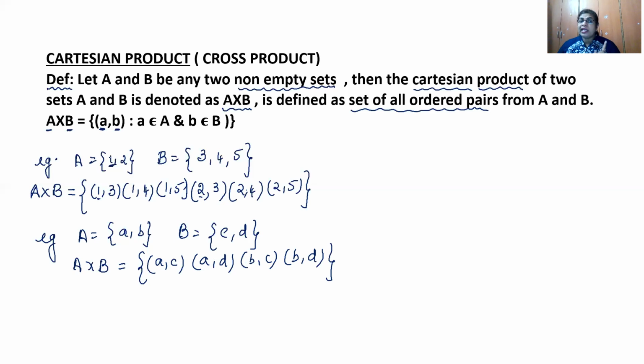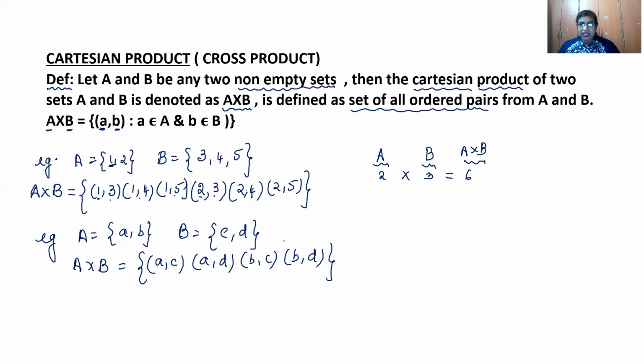See, now how many elements are there in A? 2 elements. How many elements are there in B? 3 elements. Now check how many elements are present in A cross B. 1, 2, 3, 4, 5 and 6. How did I get that? See, in A, I have 2 elements. In B, I have 3 elements. So how much is 2 into 3? 6. So therefore, A cross B has 6 elements. So this idea we should get in our mind before we start A cross B.